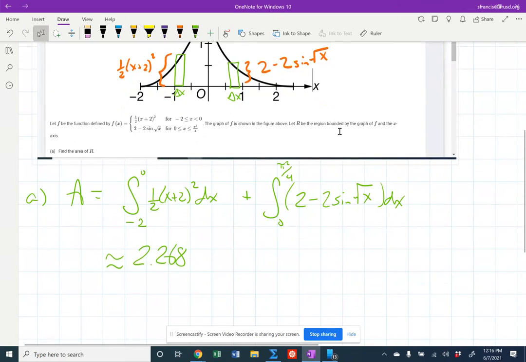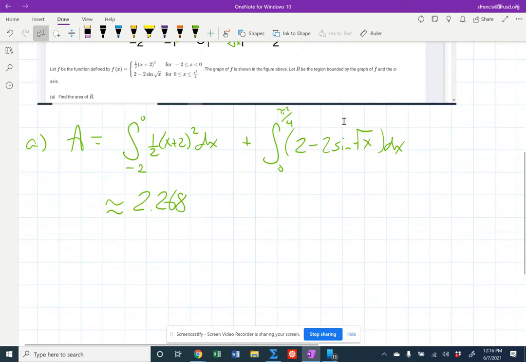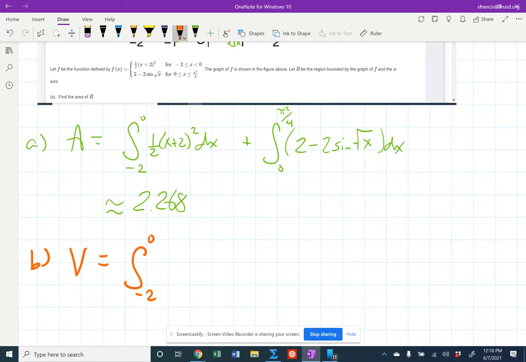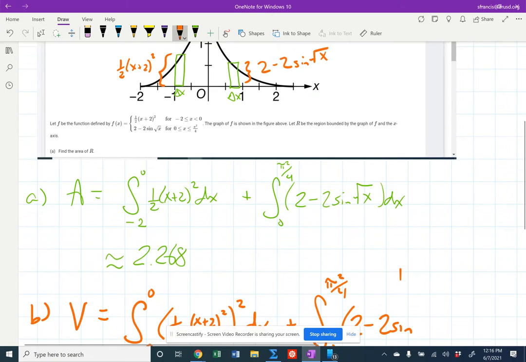So it looks very similar to what we have up here in part A, but in part B, the volume, it still has the same boundaries, still same limits of integration, and I just get that side length and square it like this, and then from 0 to pi squared over 4, we get 2 minus 2 sine.